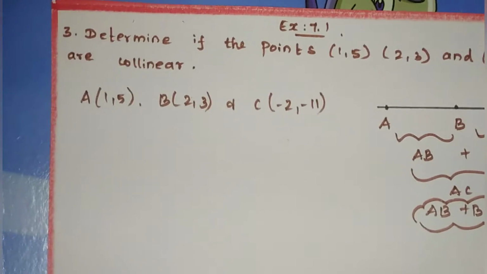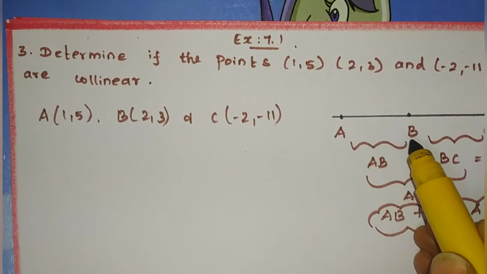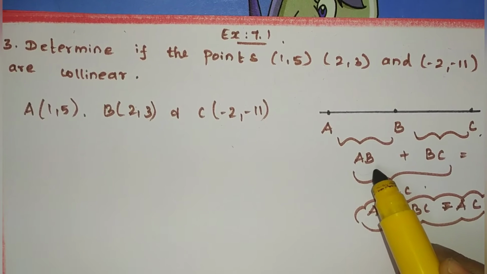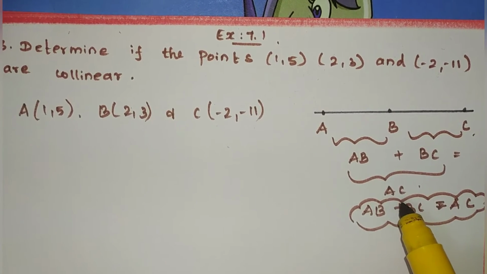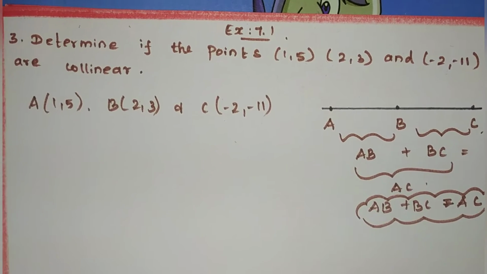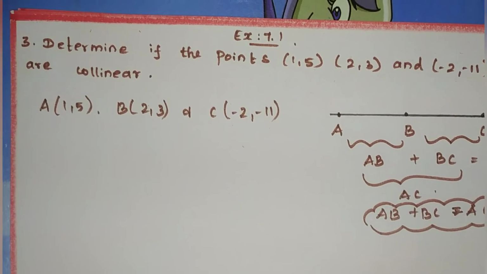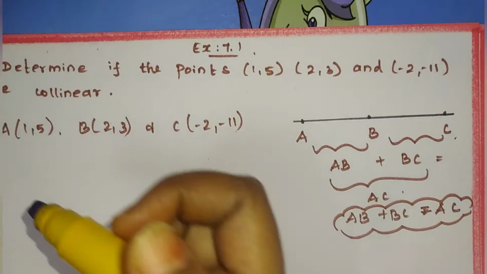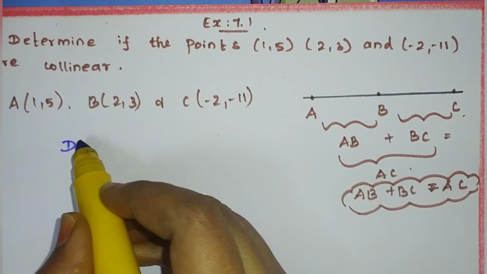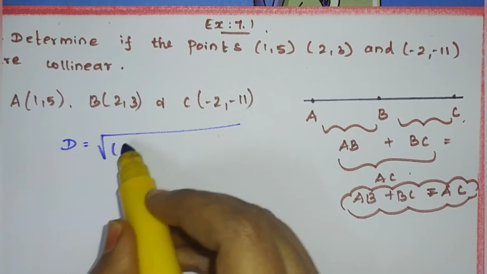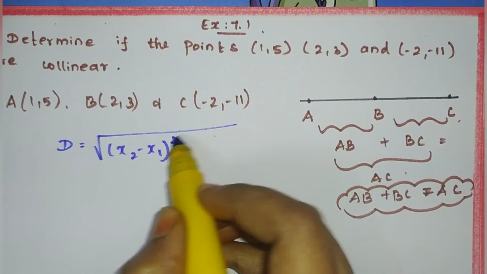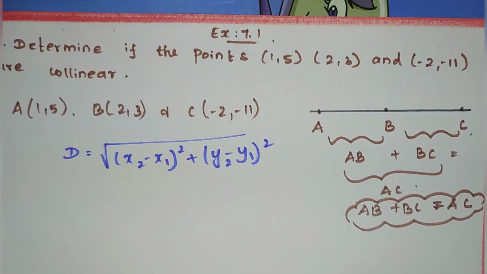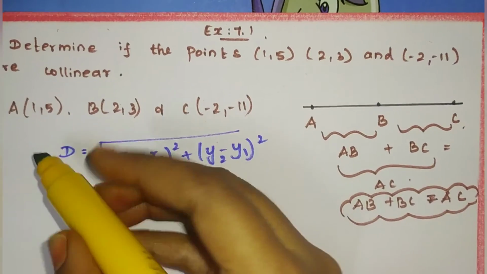Clear, children? So first I am going to find the distance AB, the distance BC and the distance AC. If AB plus BC is equal to AC, the 3 points are collinear. If it is not equal, they are not collinear. So first write the formula: D equals root of (x2 minus x1) the whole square plus (y2 minus y1) the whole square. Clear, children? Box it.